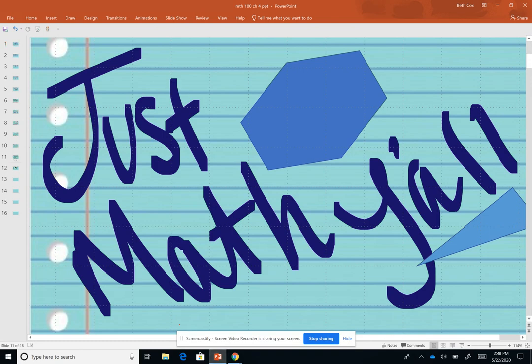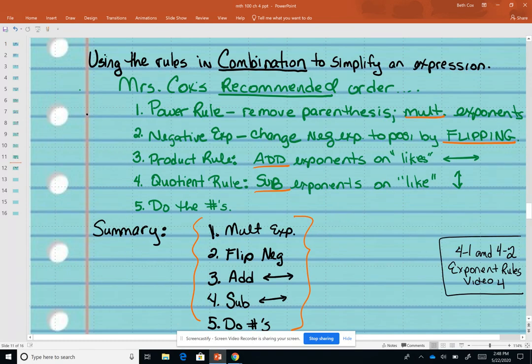Now, I've given these suggestions here. This is a recommended order. All the rules are rules, so they are never allowed to be broken. They always work. They work in any order. They work at any time. It's just, I have a recommended order. And the harder the problems, the more likely you need to try the order that I've given you.